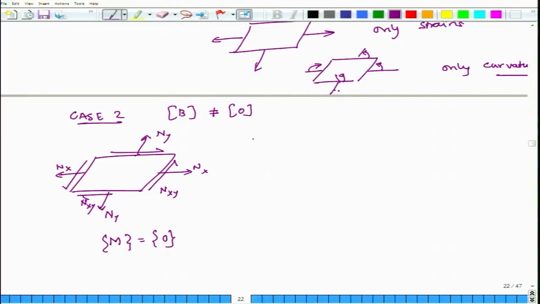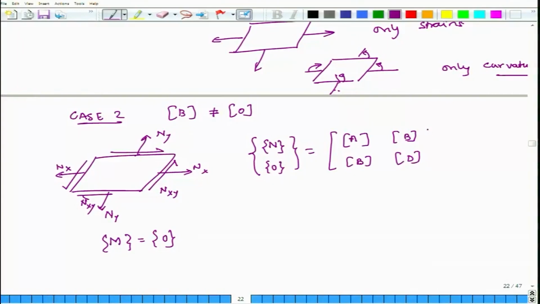But then what do the equations tell us? The N matrix is non-zero, and in this plate I am applying 0 external moments. So, this is 0. So, this is equal to A, B, B and D times mid-plane strains and curvatures. So, we want to figure out what kind of strains and curvatures are in this plate.